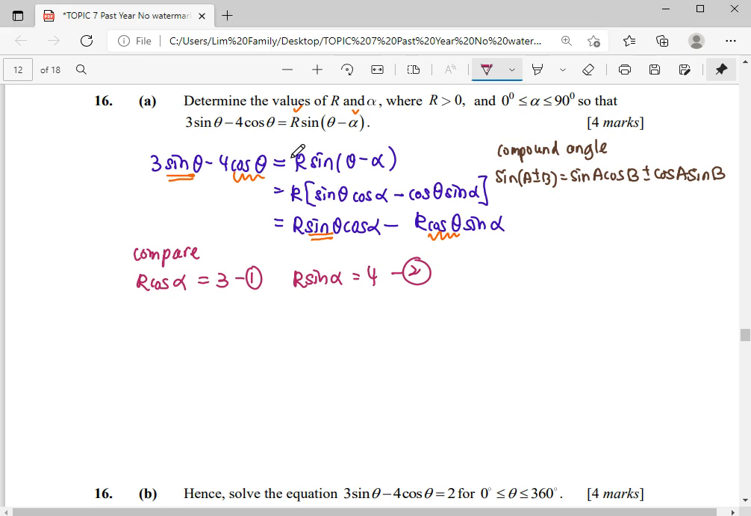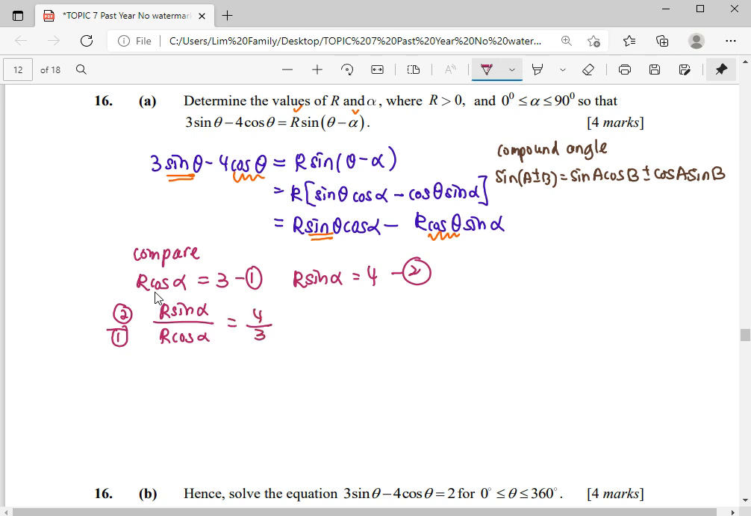We have two unknowns here: what is our R and what is our alpha? That's why we have two equations to help us find R and alpha. So how do we solve these two simultaneously? In order to get alpha, we can use the idea of tangent, since sine over cos gives tangent. So we will use equation 2 divided by equation 1. At the same time, we notice that our unknown R will be eliminated. This is how we solve our simultaneous equations.